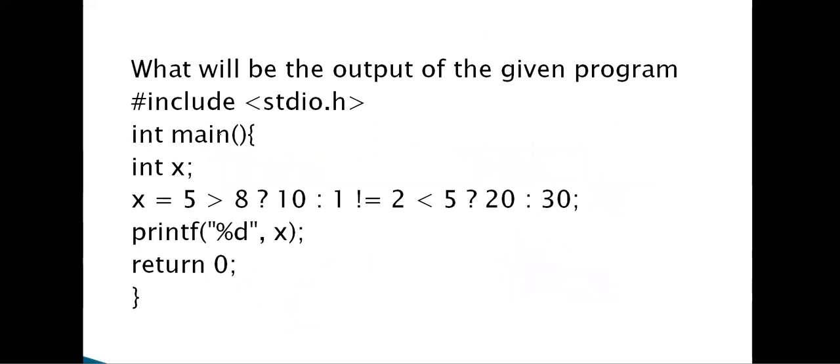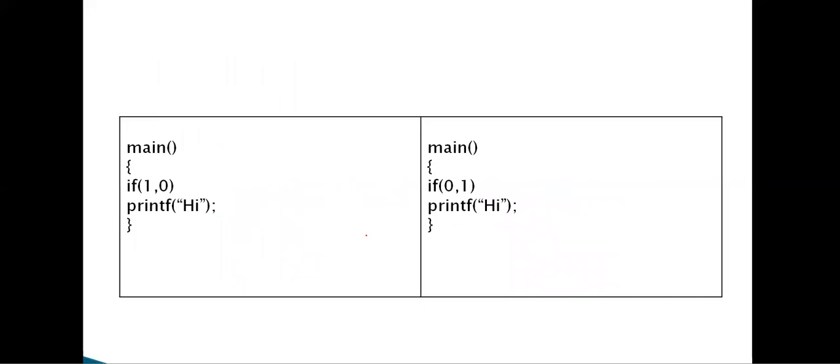Exactly the same question. Here the condition is 5 greater than 8. What is the meaning of this one? This is false. If this is false, just now we discussed what is the answer. This is the false block. So simply the answer is 30. Now, if of 1 comma 0, is it possible to write or not? Yes. In the parentheses, we can write any number of terms separated with commas. That is not a problem. Finally, step by step, it evaluates all the terms. Finally, it considers the last term.